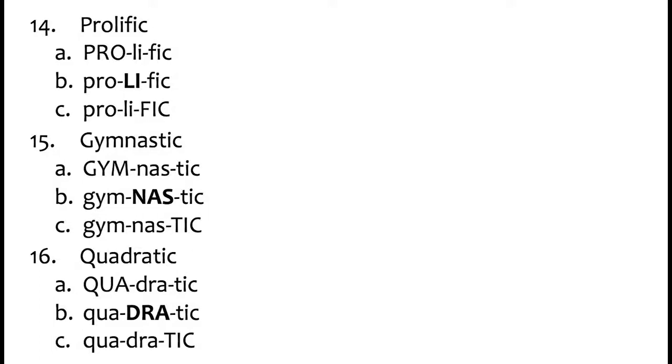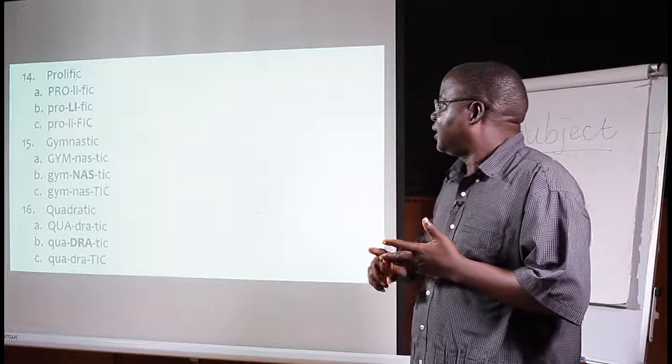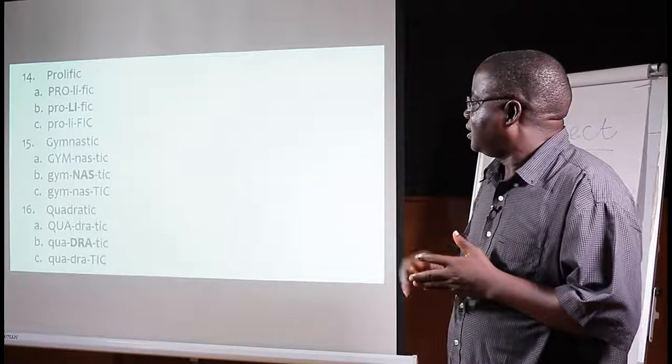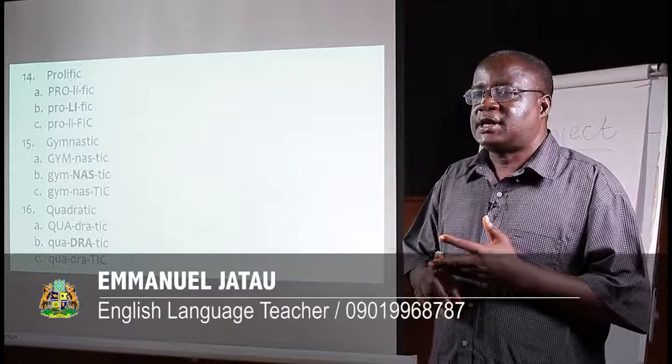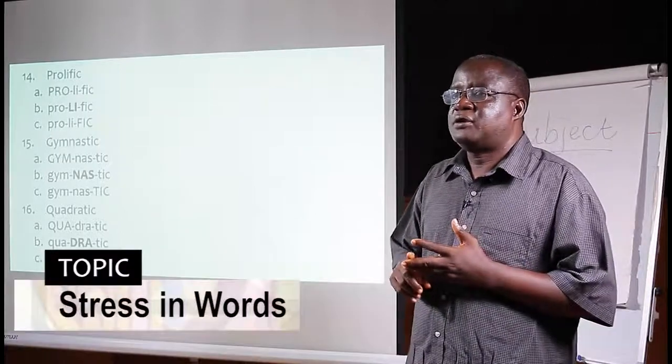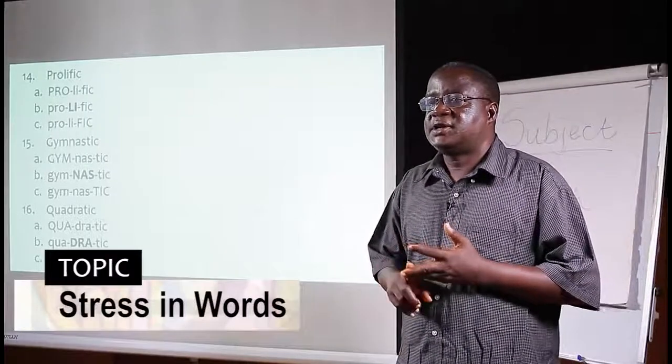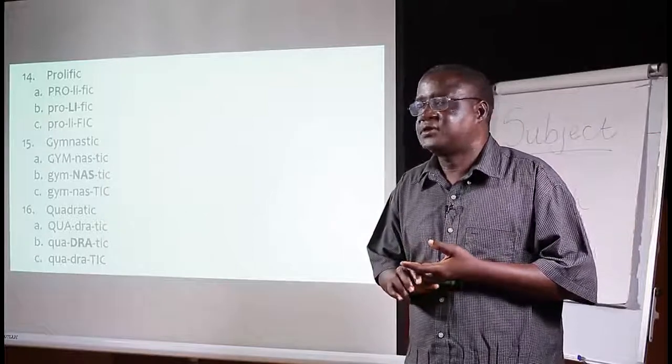15. Gymnastic, gymnastic. This also has 3 syllables: gym, nas, tick. You'll find option B. In option B, nas is highlighted, and therefore it is the place that receives the primary stress.